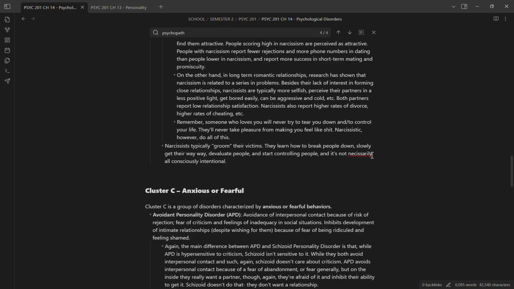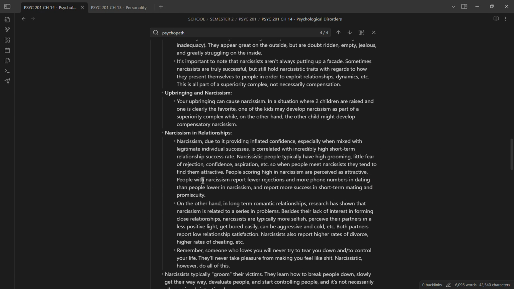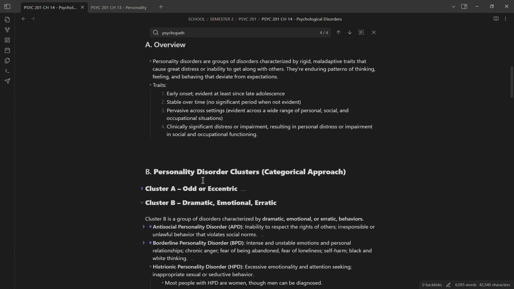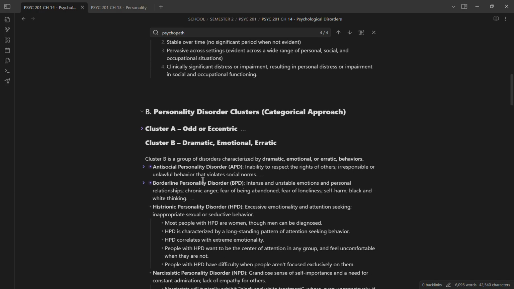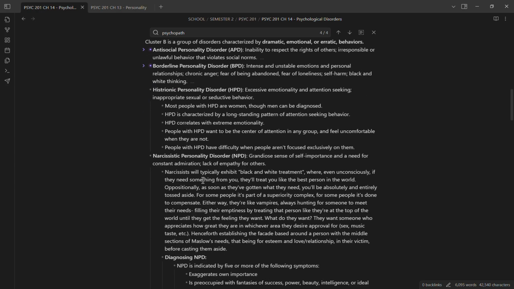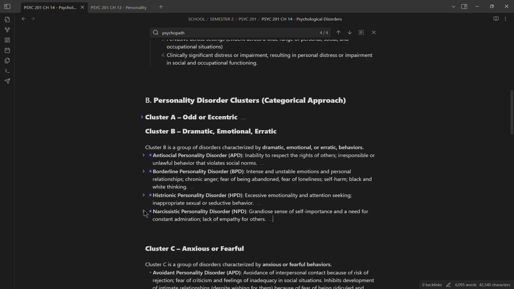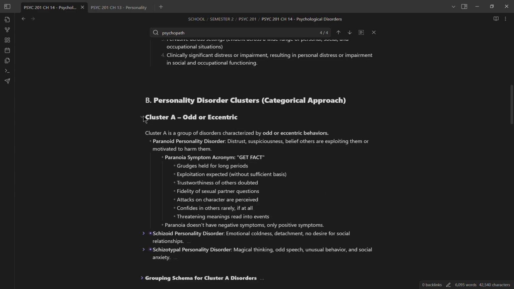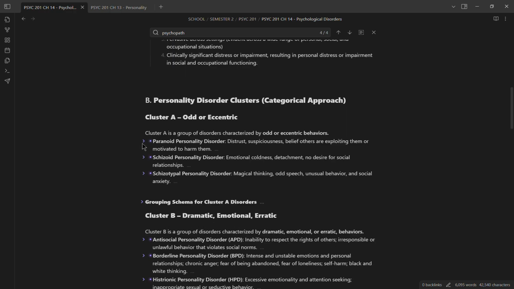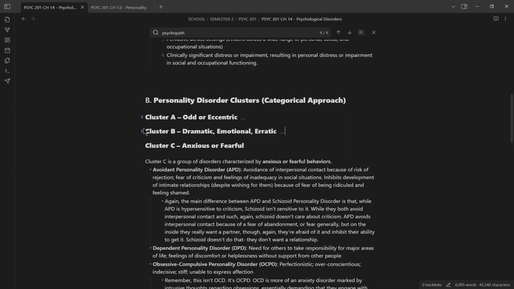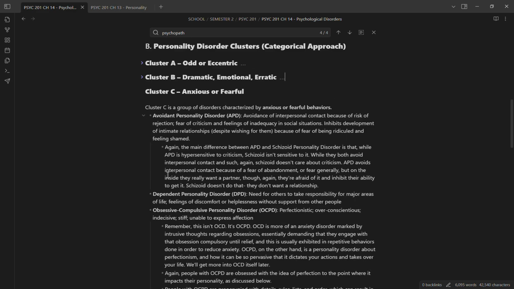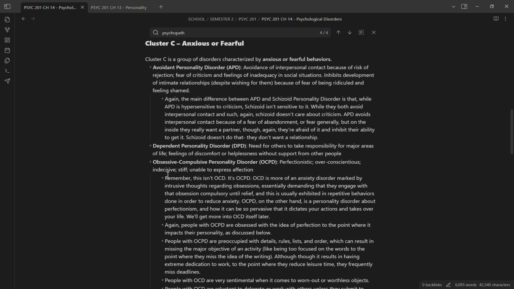These are anxious and afraid. So just to recap, we've gone through cluster B, which is characterized by dramatic, emotional, or erratic behaviors. We went through antisocial, borderline, histrionic, and narcissistic personality disorder. We went through cluster A personality disorders, right? Odd or eccentric. We went through paranoid, schizoid, schizotypal. And now, finally, we have cluster C being anxious or fearful personality disorders.